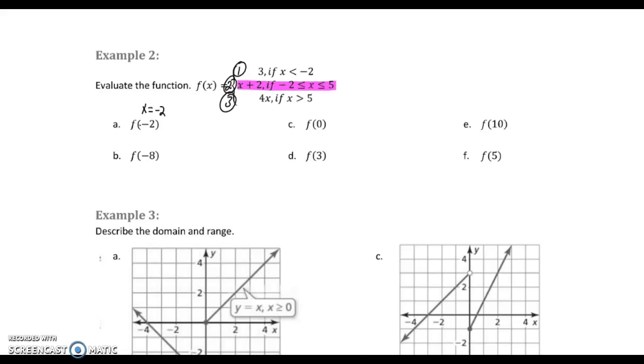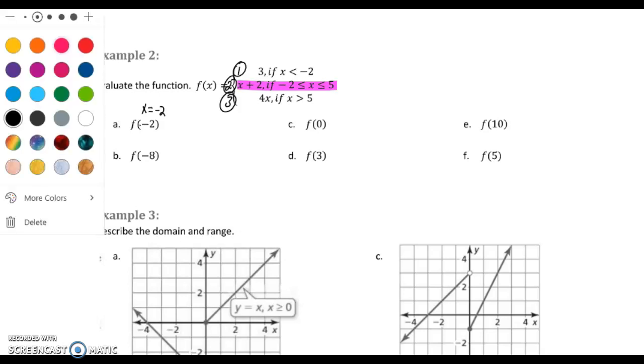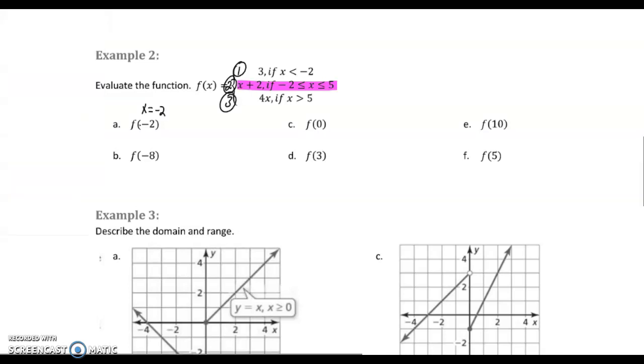The reason for that is because it says right here, you use it when x is greater than or equal to negative 2 and less than or equal to 5. That means when x is between negative 2 and 5, well, negative 2 is greater than or equal to negative 2. So we're going to use function 2. I'm just going to write a little 2 by it, to show that's the one we're using. So we plug negative 2 into x plus 2, and we get 0 as our answer. Okay, let's try another one.